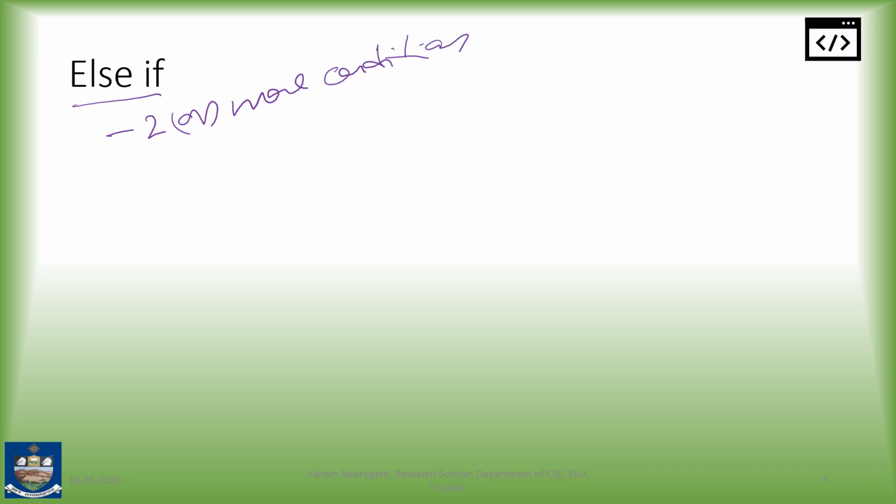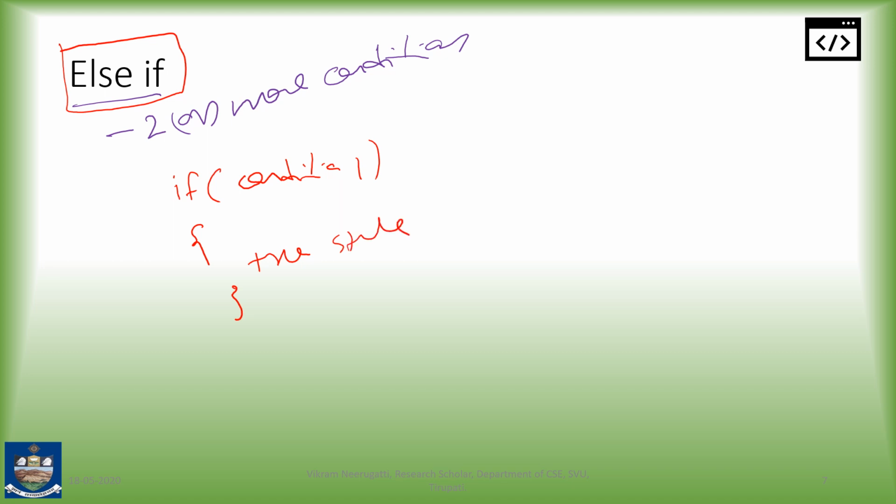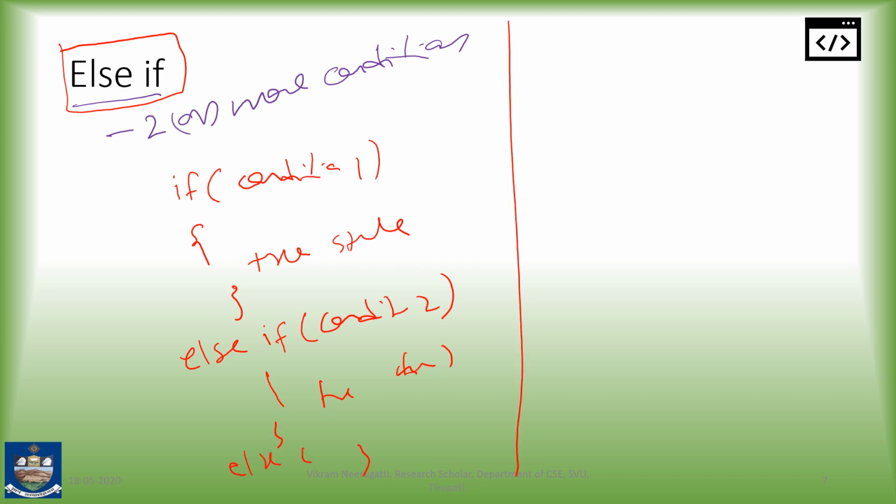When there are two or more conditions, how can we handle it? With the help of else if. For example, the syntax may be like: if condition 1, two statements. If this condition fails, we will check else if condition 2, again a true statement, then finally else. This is the syntax for the else if statement.